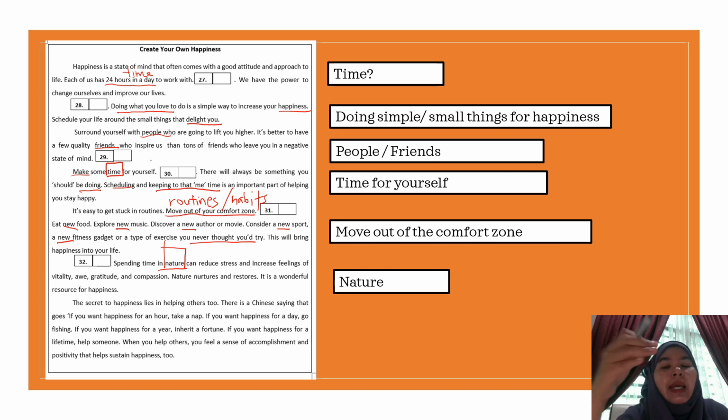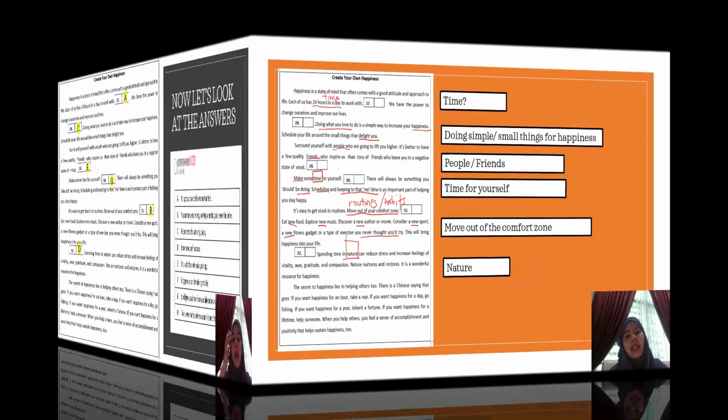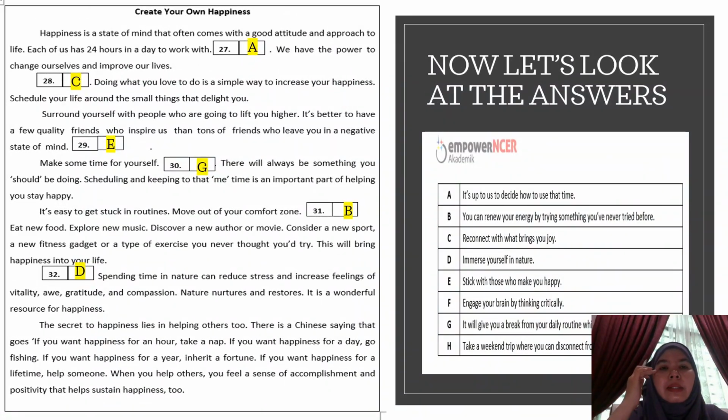Okay, now we are done with the reading text, and before this we have discussed all the 8 options. Now let's look at the answers. I hope you have guessed correctly. Okay, here I have written all the answers. Okay, let's go through the text again.